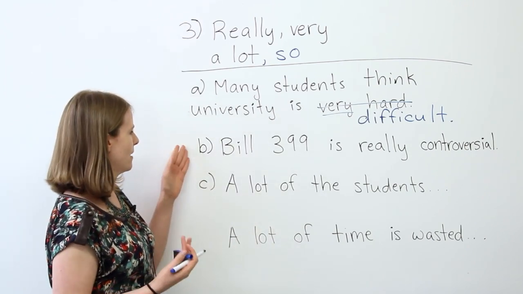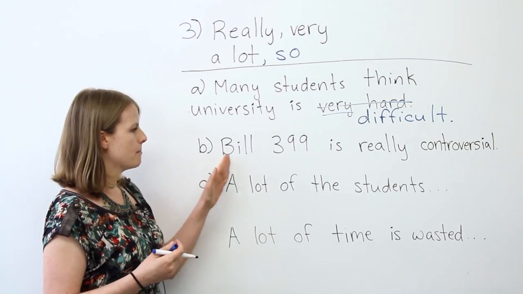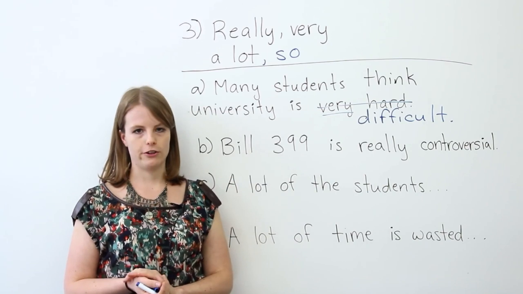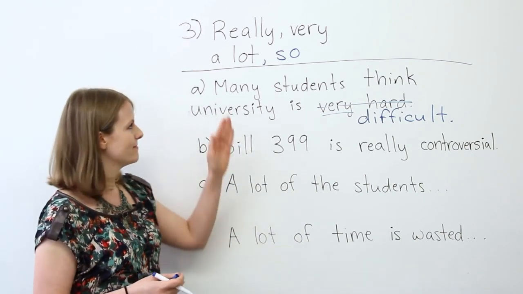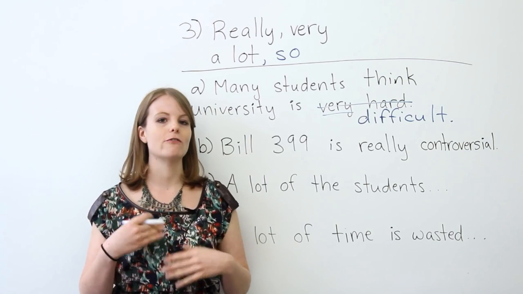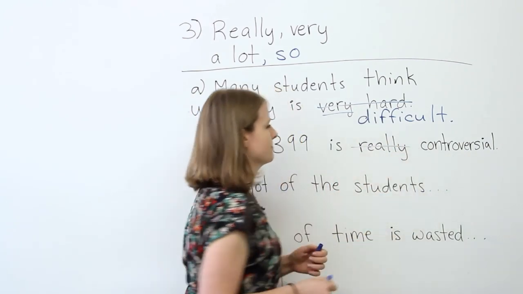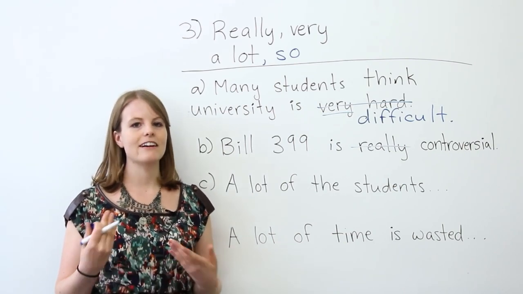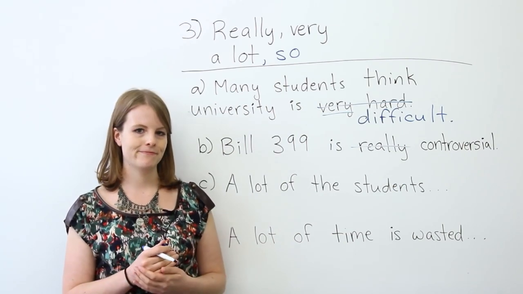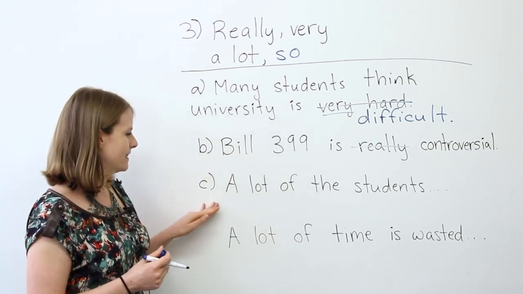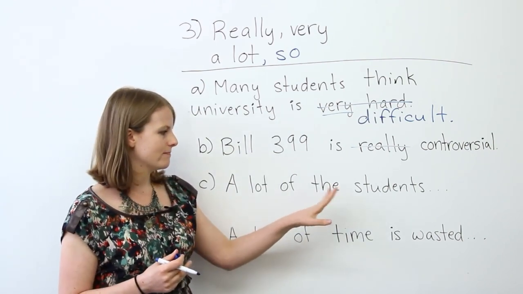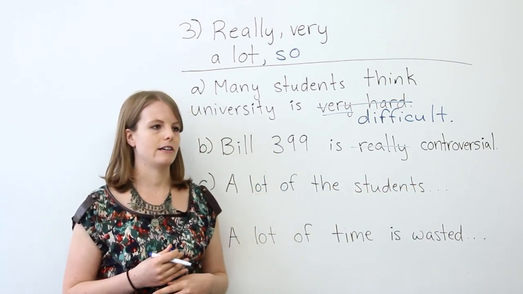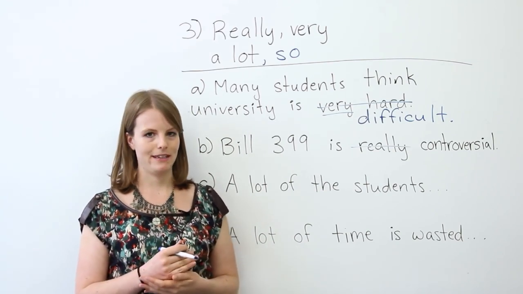So let's look at sentence B. Bill 399 is really controversial. So again, in academic writing, avoid the usage of really. We could just say Bill 399 is controversial. The sentence sounds better. It sounds more formal. Okay. C. A lot of the students live on campus.